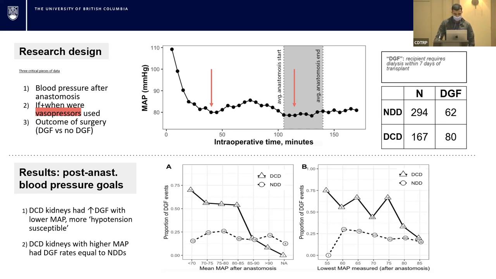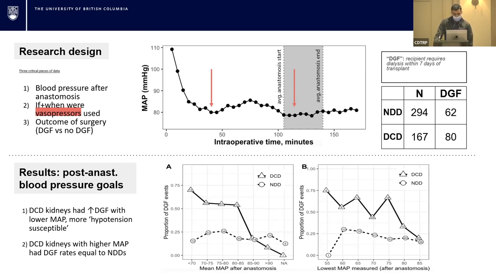To start discussing our results, we took a look at whether the average MAP after anastomosis for each surgery increased the risk of DGF. So look at graph A: average MAP is on the x-axis, DGF incidence is on the y-axis. You'll notice that we subdivided the analysis between DCDs, which is donation after cardiac death, and NDDs, donation after neurologically determined death. DCD kidneys tend to have more DGF, so it's important to split them.